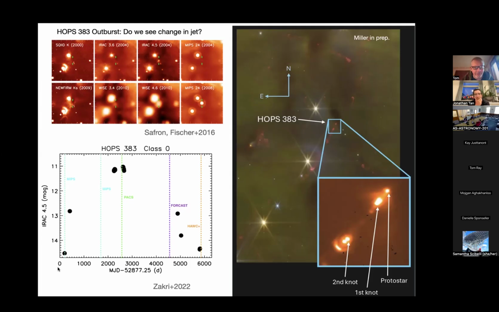This is in the filter right here. You can see a close-up of it, and you can see where the protostar is. This is not continuum subtracted, and you can see a knot and then a second knot. One of the things we've been really interested in is, again, do we see connections between accretion outbursts and structures within the jets? So one of the questions is whether this knot that we see close to the protostar is associated with that particular jet.